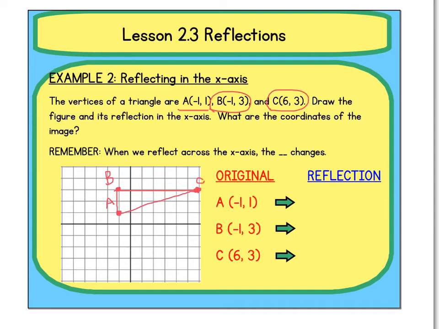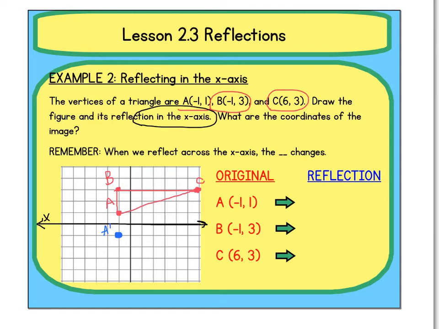Now I'm going to read the rest of the directions, which tell me to draw the figure and its reflection in the x-axis. This means we have to flip it over the x-axis, which I just re-highlighted down here. Now, I want to take each individual point and put it an equal distance away from that x-axis. So I'm going to start with the A. The A was 1 above the line, so I'm going to come down and go 1 below the line, and I'm going to label that A prime.